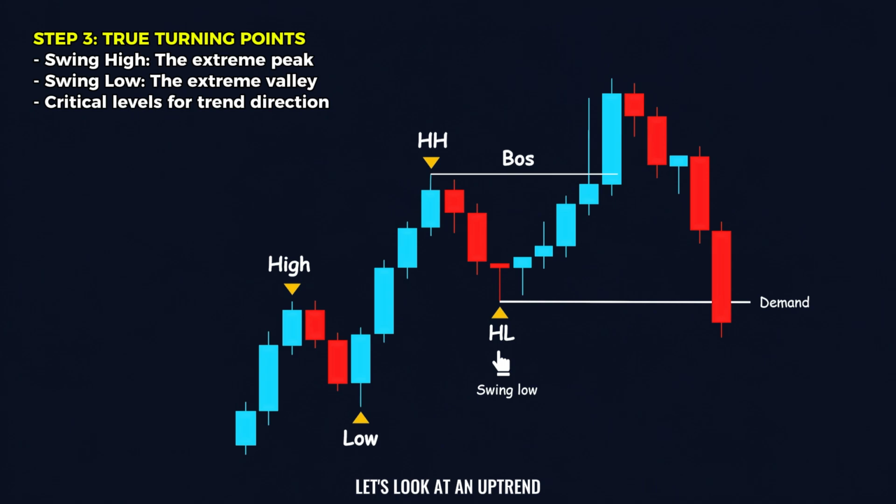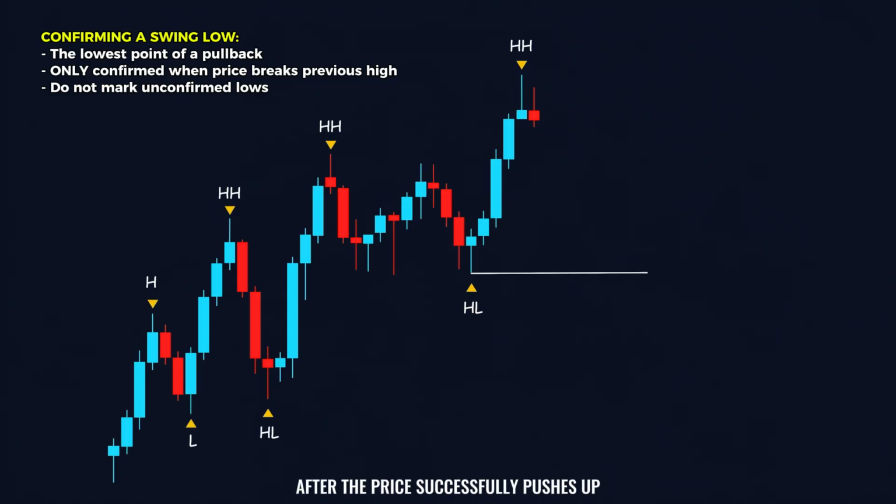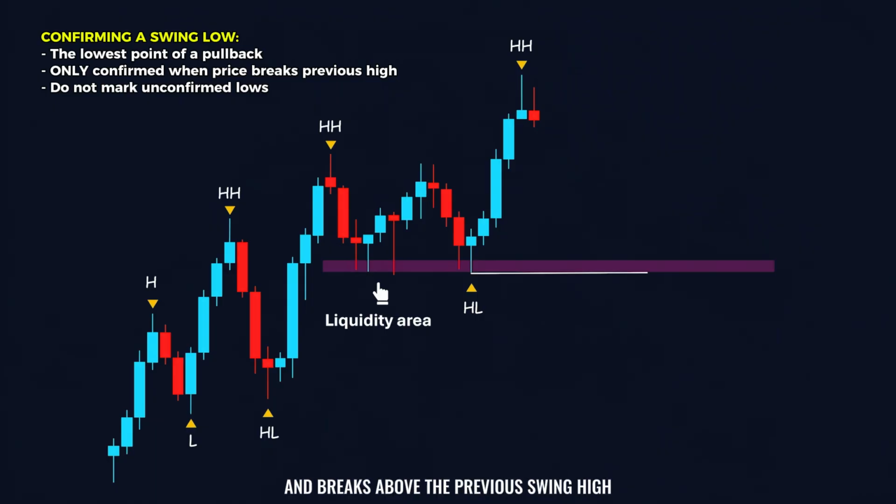Let's look at an uptrend. An uptrend is confirmed when the price is making higher highs and higher lows. But how do we define a valid swing low? A swing low is the lowest point of a pullback, but it is only confirmed after the price successfully pushes up and breaks above the previous swing high. If the price does not break the previous high, that low is not confirmed yet. It is still just a developing move.